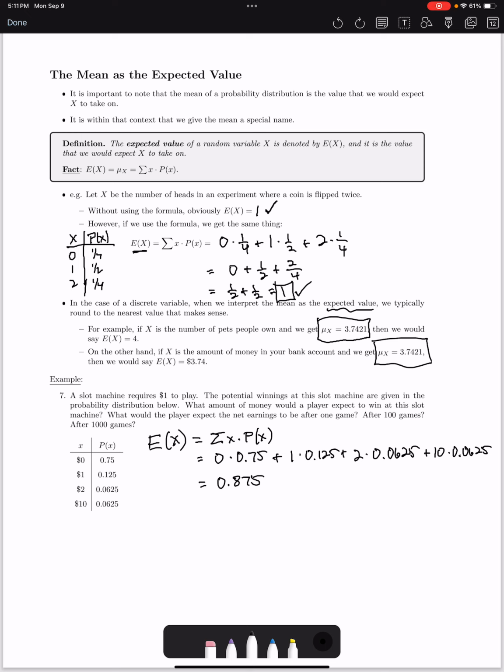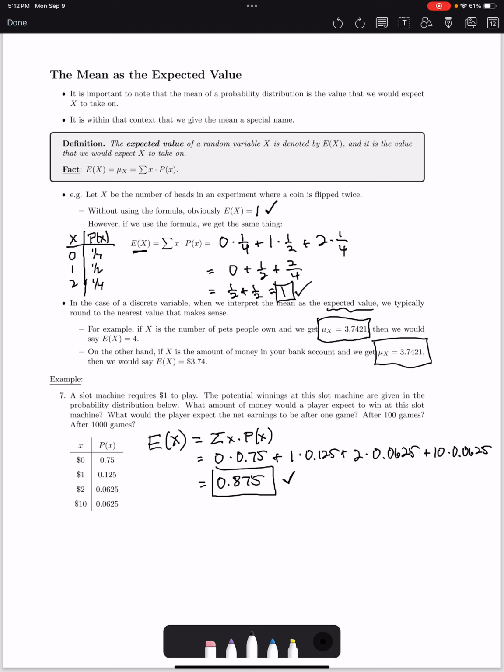Okay, so that's the expected value, or the mean, right? On average, that's how much you would expect to win in a game. However, you might look at that, you might say, oh, that's a good slot machine then. I'm going to win 87 cents or 88 cents. That's not exactly the right way to interpret this, because you don't ever make 87 cents. You either make $0 or you make $1, or maybe if you're lucky, $2 or $10, but you never make 87 cents on a single game, right?